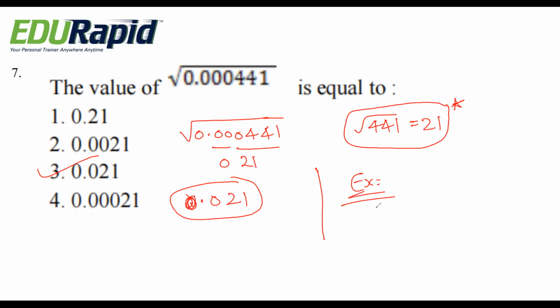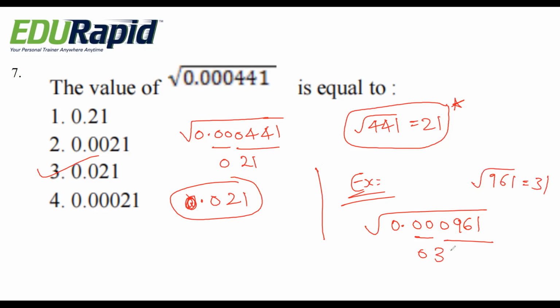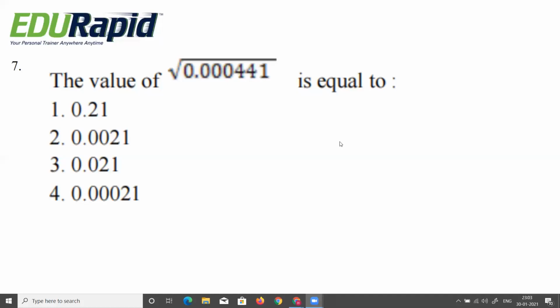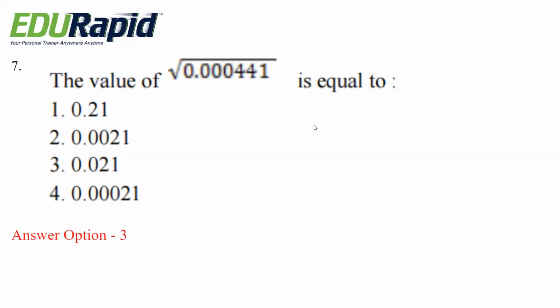For example, they may ask in the exam 0.0000961. So square root of 961 is what? 31. So the answer is 0.031 for this. Just practice, that's all, and you have to know how to eliminate zeros going from square to square root. Option 3, 0.021, is the right answer.